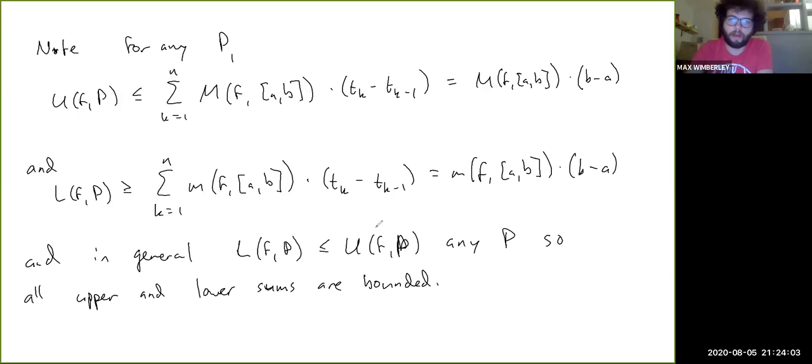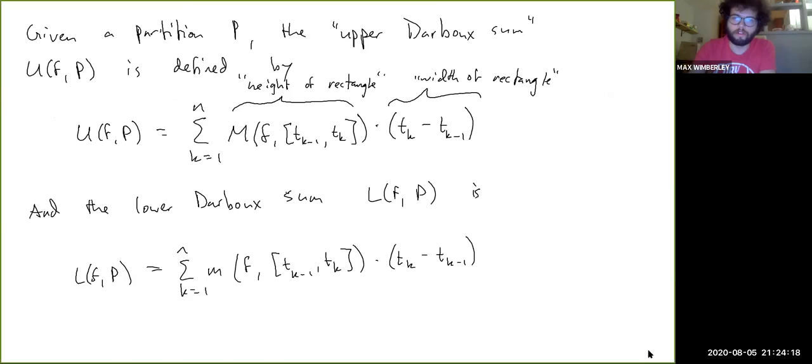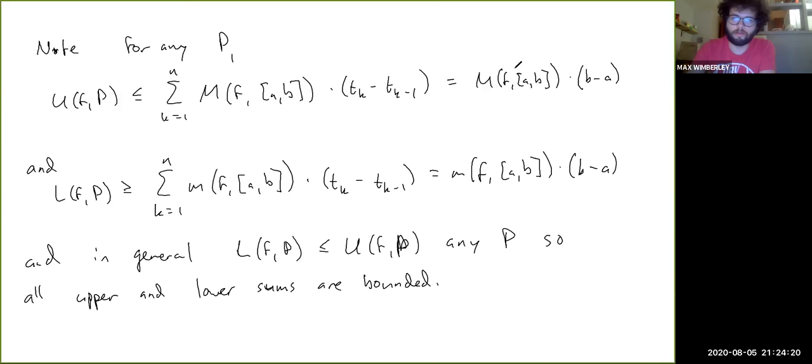So in particular, the upper sums are bounded below, and the lower sums are bounded above. The upper sums are bounded below by this number, and the lower sums are bounded above by this number, because for any partition, the corresponding lower sum is at most as big as the corresponding upper sum. So because that's true, it's possible for us to define.